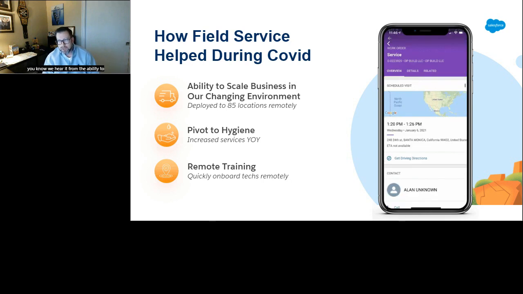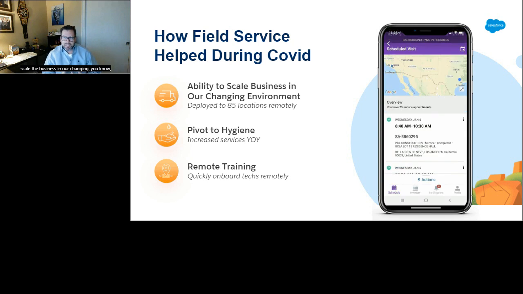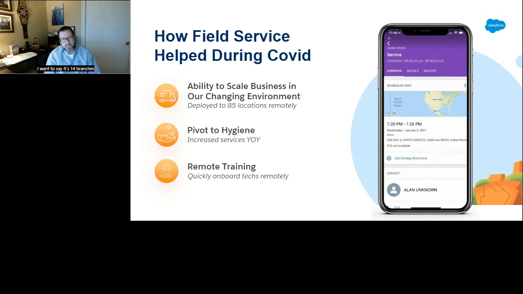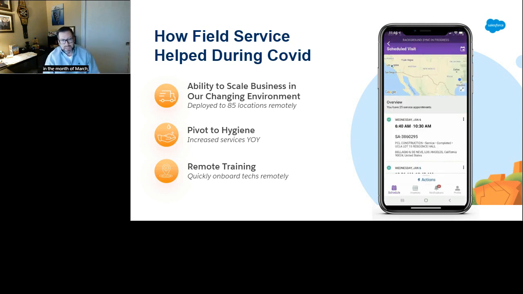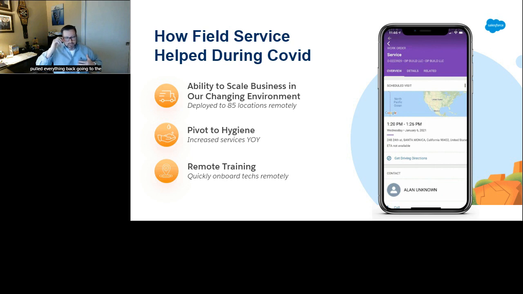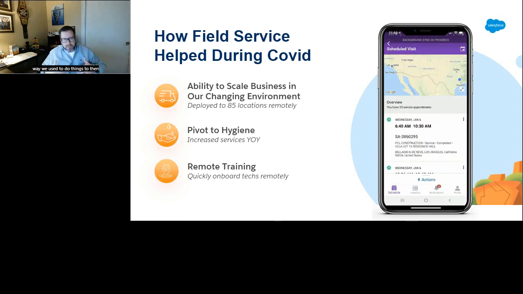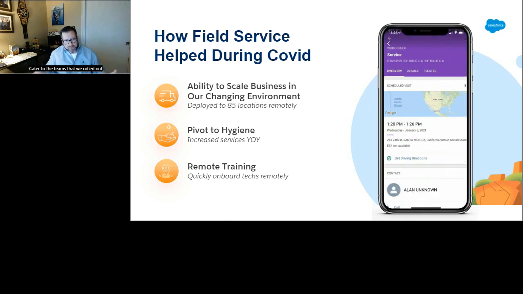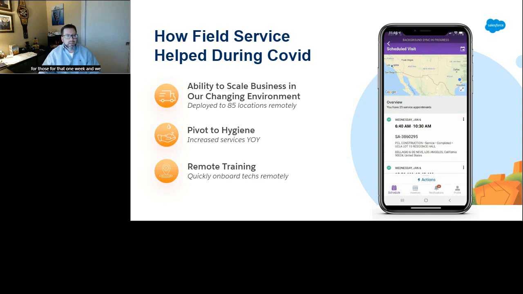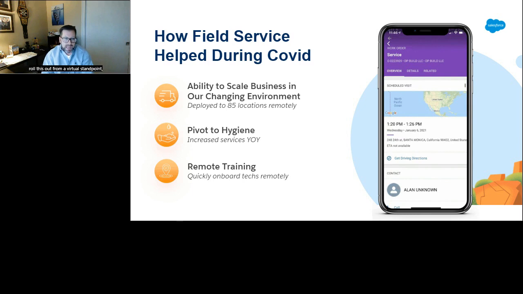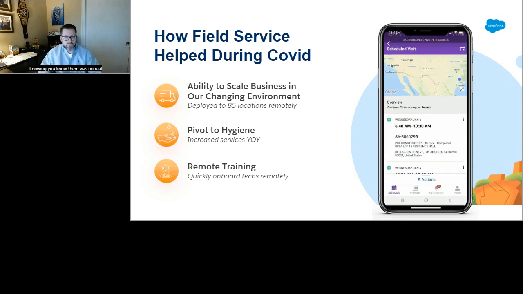In terms of the ability to scale the business, we had to really pivot once COVID hit. We had actually rolled out to about 14 branches in the month of March, right before COVID hit. We throttled all that back and pulled everything back to the way we used to do things, and then looked at all the Salesforce Field Service enhancements and catered to the teams that we rolled out for that 1 week. We figured out exactly what we needed to work on and exactly how we were going to roll this out from a virtual standpoint, knowing there was no real end in sight.